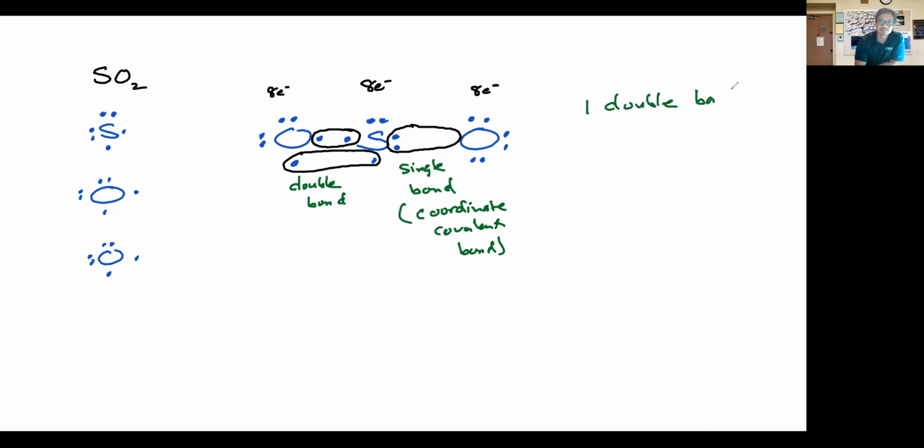Okay, it has one single bond, and I'll put an asterisk next to this one because that single bond is a coordinate covalent bond, and the only way you can recognize that is by drawing out the structure here. Then it has 1, 2, 3, 4, 5, 6 lone pairs of electrons. Six lone pairs. So that's how we can describe this molecule right here, sulfur dioxide.